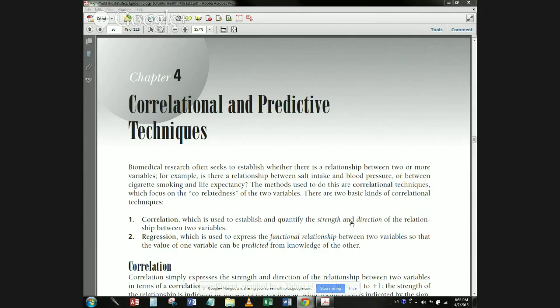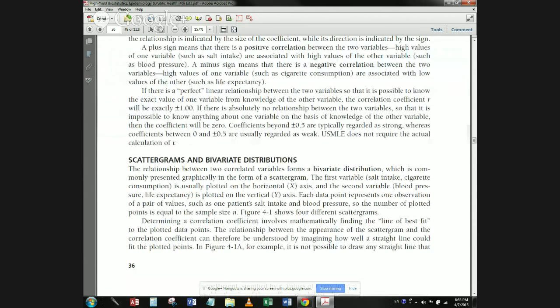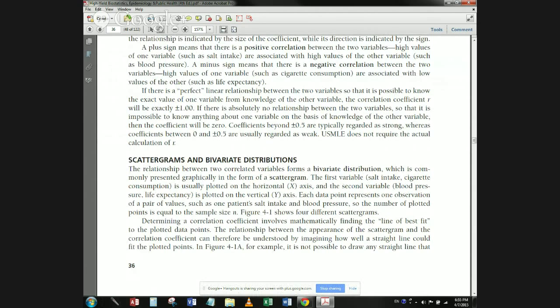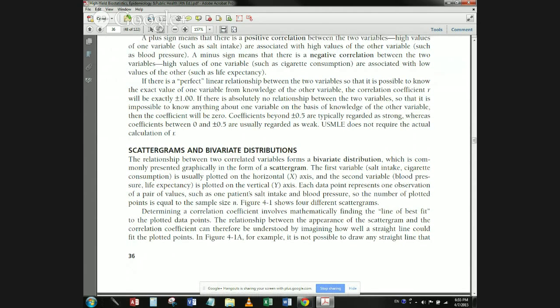Correlation. Correlation simply expresses the strength and direction of the relationship between two variables in terms of the correlation coefficient, signified by the letter R. The values of R vary from -1 to +1. The strength of the relationship is indicated by the size of the coefficient, while its direction is indicated by the sign. A plus sign means that there is a positive correlation between the two variables.